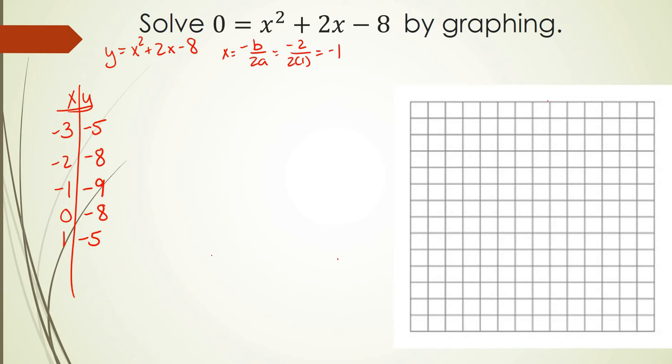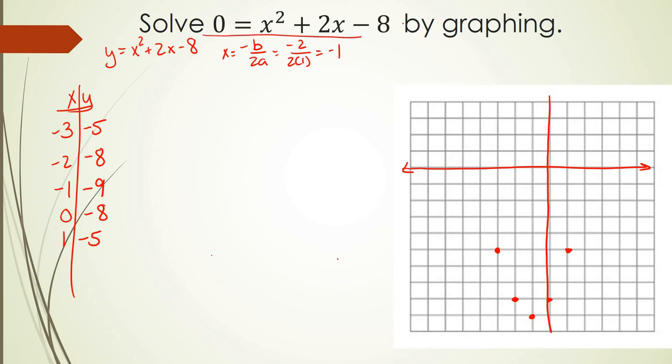So I'm going to plot these, and let's see, I need more negatives than positives. So I'm going to set my x-axis a little bit higher than normal. So negative 3, 1, 2, 3, 4. Oops, that's only 4. Negative 5. Okay. Negative 3, 1, 2, 3, 4, 5. Yep. Negative 2 down to negative 8. Negative 1, negative 9. 0, negative 8. And 1, negative 5.